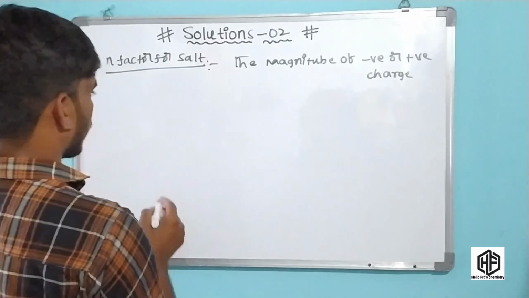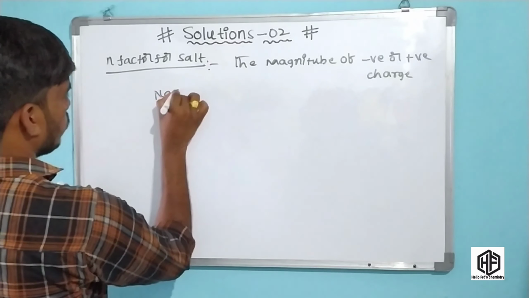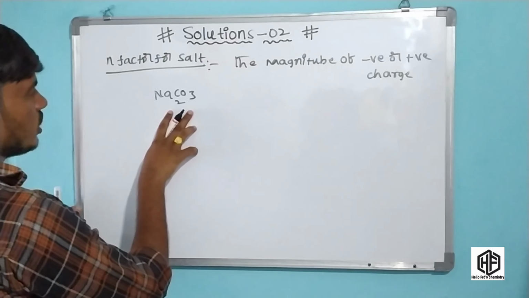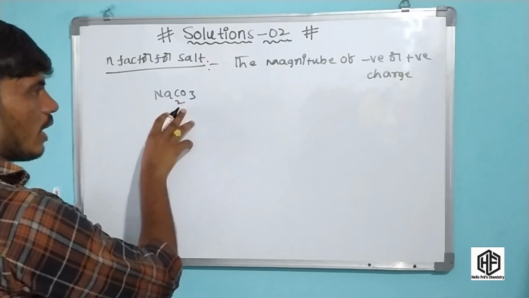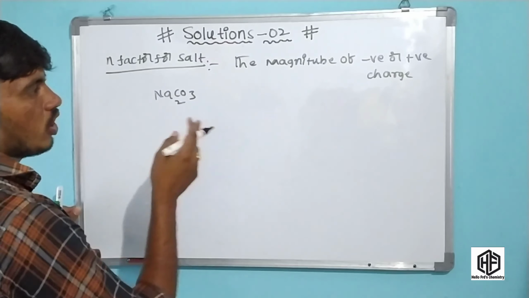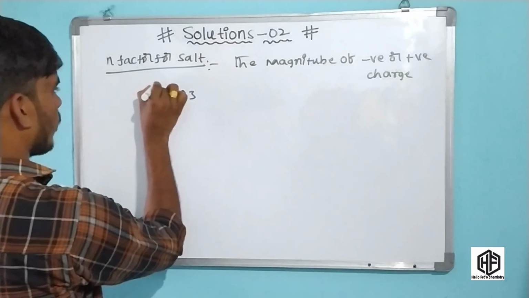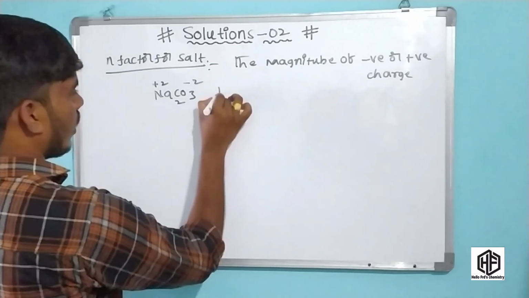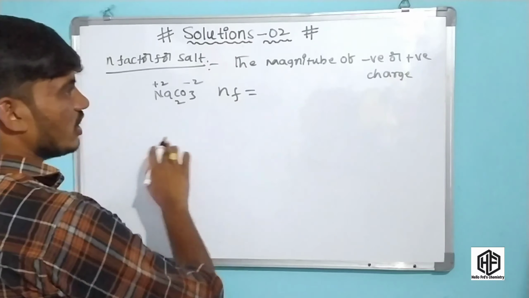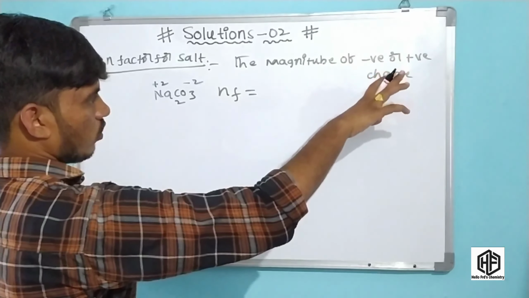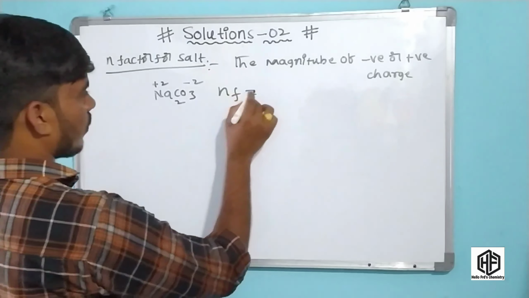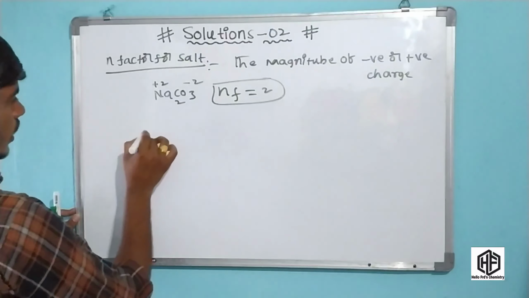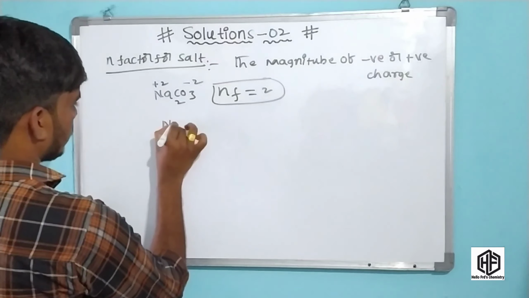For example, Na2CO3, sodium carbonate, is a salt. Now the magnitude of negative or positive charge. In this case, Na has a total plus 2 charge and carbonate has minus 2 charge. The N factor value is the magnitude of positive or negative charge, so this value is 2. The N factor value is 2 for this salt. For example NaCl.